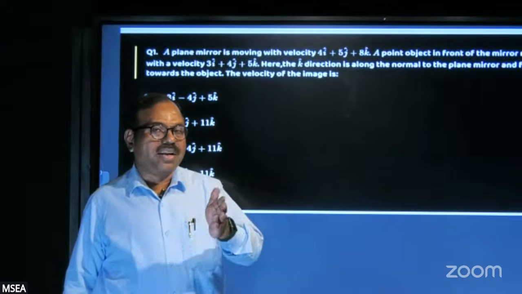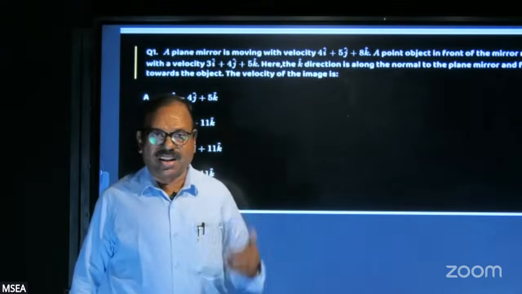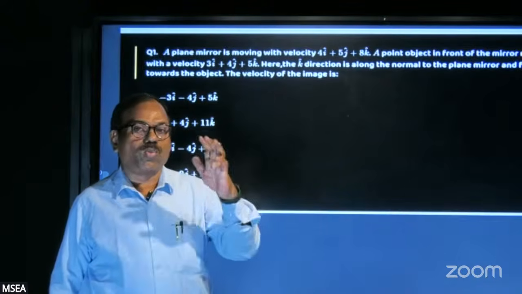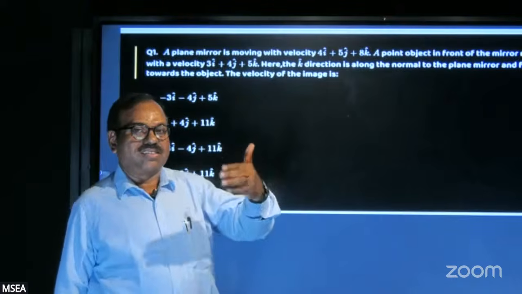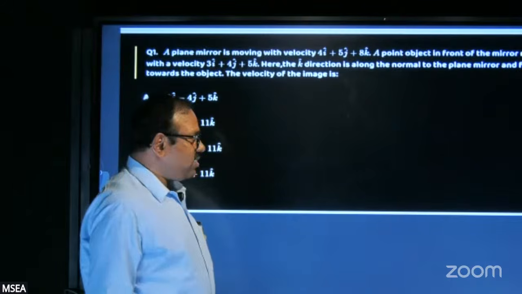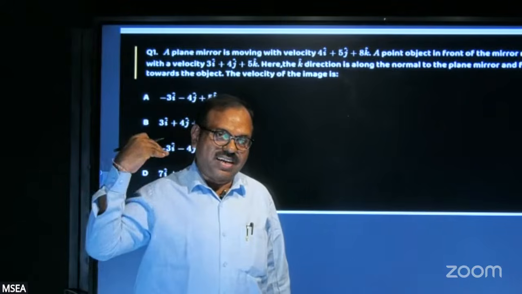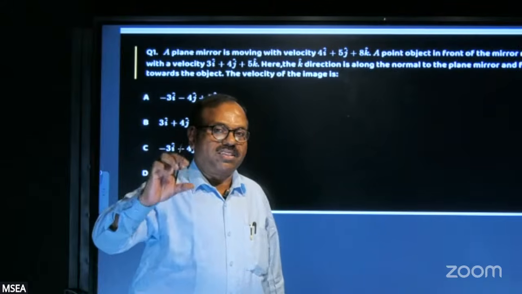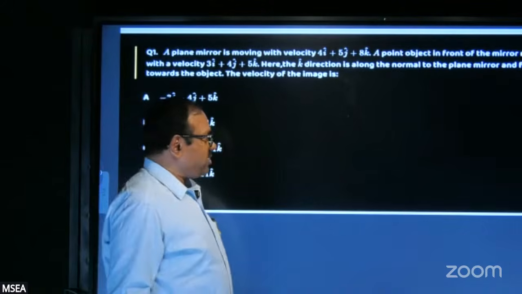And if the person is in the middle of the room and wants to see the backside wall in the front side mirror, then the minimum length of the mirror must be equal to 1/3 of the size of the wall. Whenever a person is in the middle of the room and wants to see the backside wall, the height of the wall in the front side mirror, the minimum length of the mirror must be equal to 1/3 of the size of the wall. These things you have to remember.